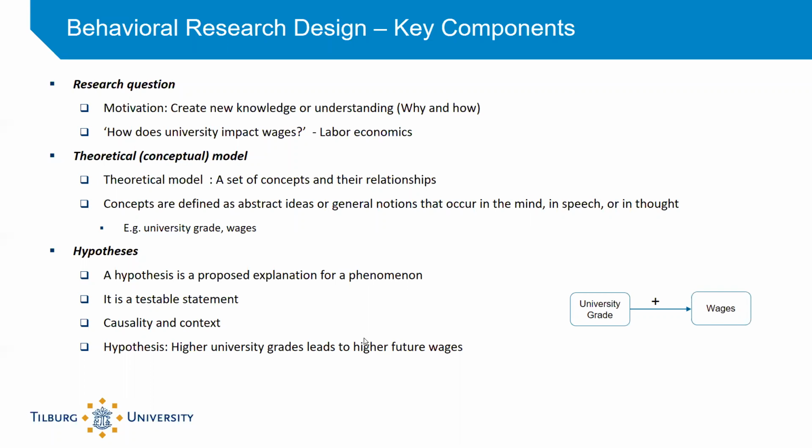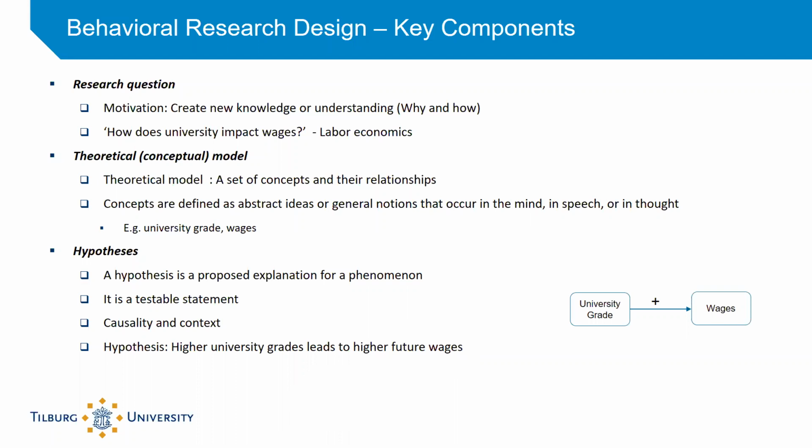So finally, we have the third component, which is the hypothesis. The hypothesis is a proposed explanation of a phenomenon. It is more often than not a testable statement. So when the research question is, how does university grade impact wages, then a hypothesis coming out to address that research question would look something like this: higher university grades lead to higher future wages. This is a statement which can be tested. We can test whether an increase in grades actually leads to an increase in future wages or not.